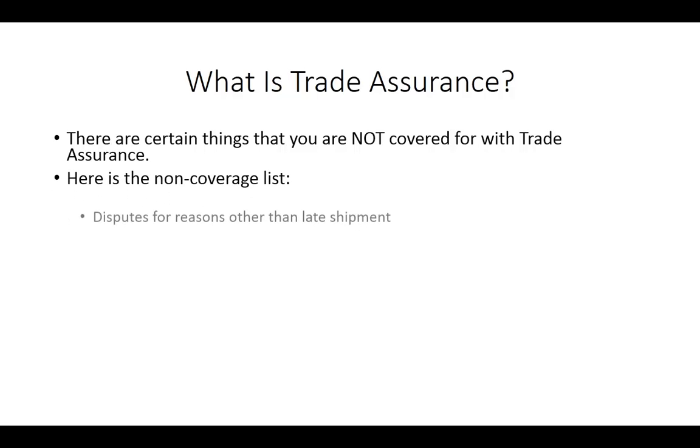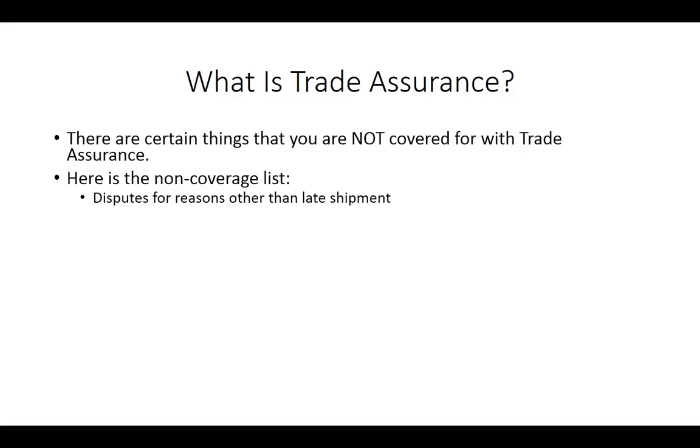First, you're not going to be covered for disputes for reasons other than late shipment. So if you don't necessarily like the way someone interacted with you, or you don't necessarily like something that you got in the package and it wasn't agreed upon, then that's not going to be something that you're going to be covered under using trade assurance.